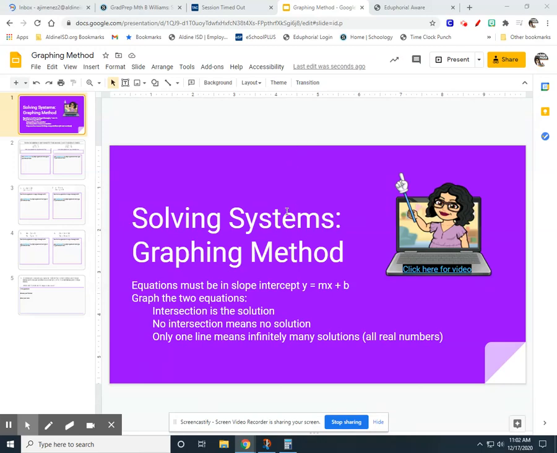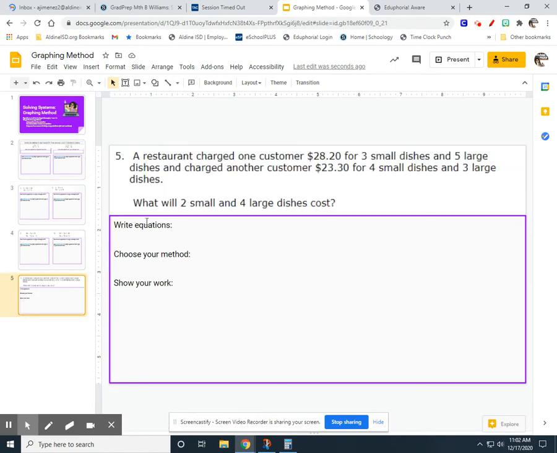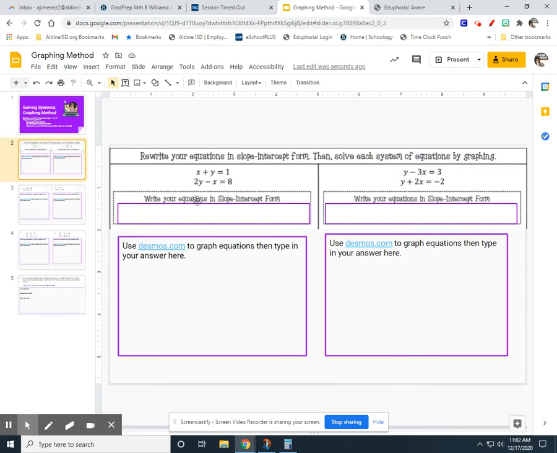All right, we're going to be solving systems now by graphing. We already did substitution, elimination, and graphing. Okay. All right, let's get started. We're going to do all the left side, and then you'll do the one on your own. And I'll help you set up the last one. All right, so here we go.